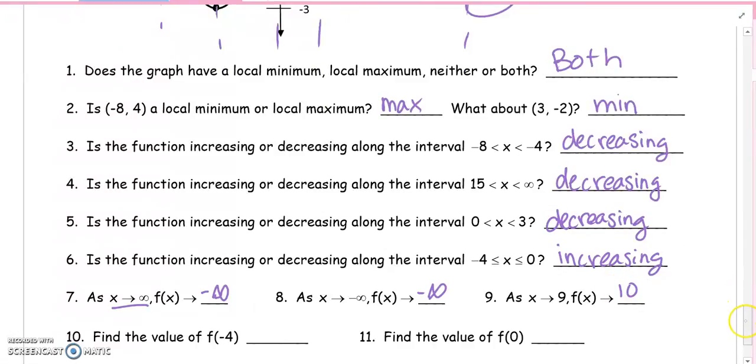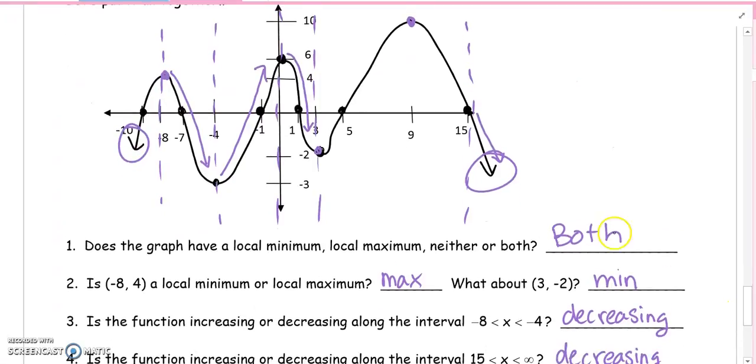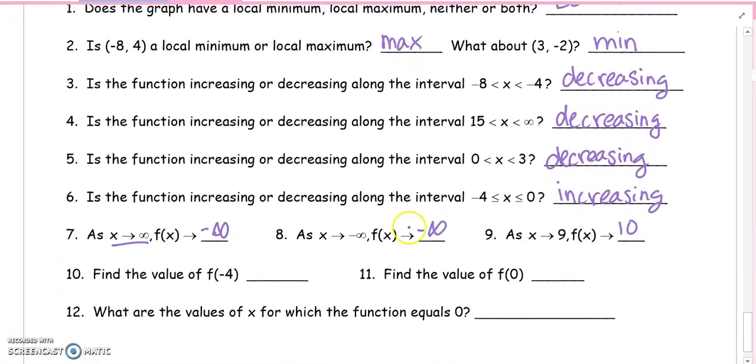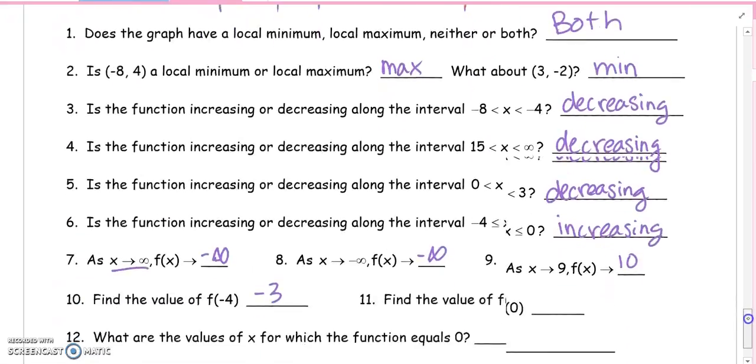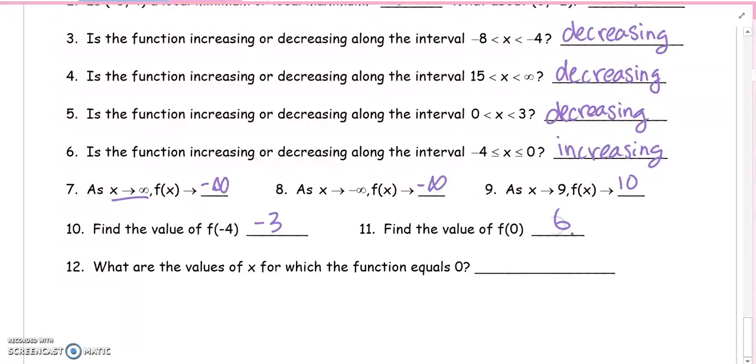All right, then it just asks for the value of f of -4. So -4 is on the graph right here, and that goes with -3. Then I've got f of 0. That point is right here, and that's at 6. Then finally it asks all the values of x for which the function equals 0. That really means what are the x-intercepts, or zeros.